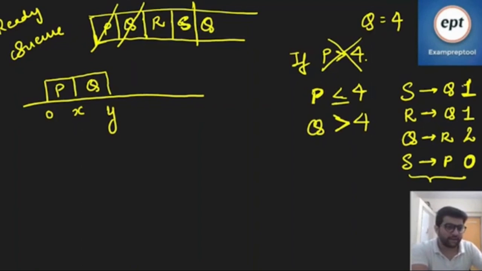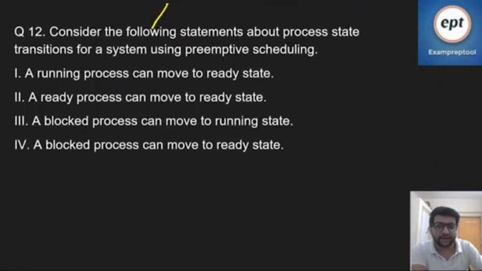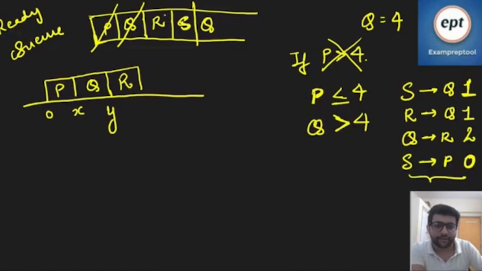This means that Q to R, right? This means that the process R will also be pushed into the ready queue to have this context switch, right? And this context switch from S to K is already handled. So we will just make it 0.